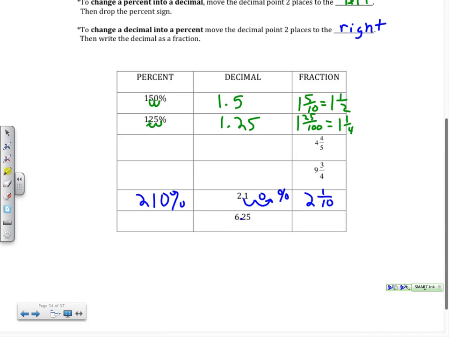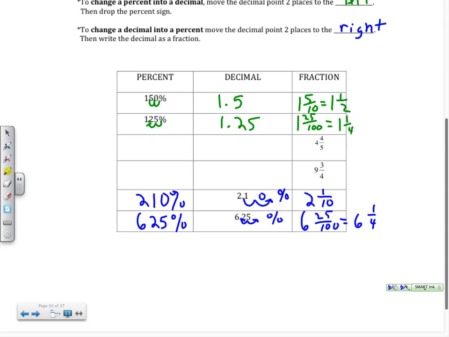6.25, move your decimal 2 places to the right, add a percent sign, get rid of that decimal that was there, and 6.25 becomes 625%. Okay, I'm going to change that into 6 and 25 hundredths, which is the same as 6 and 1/4.